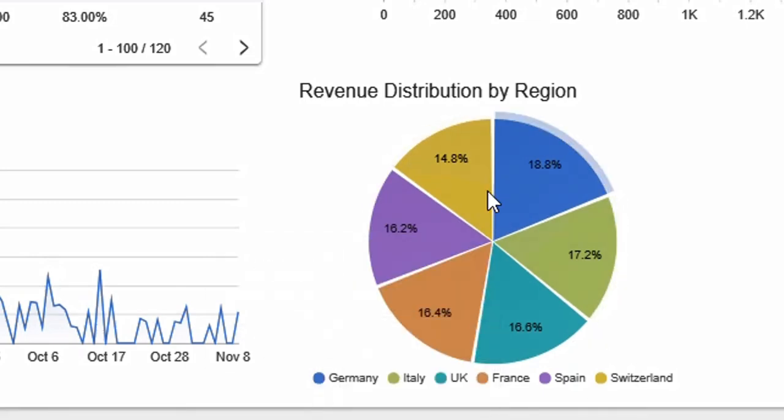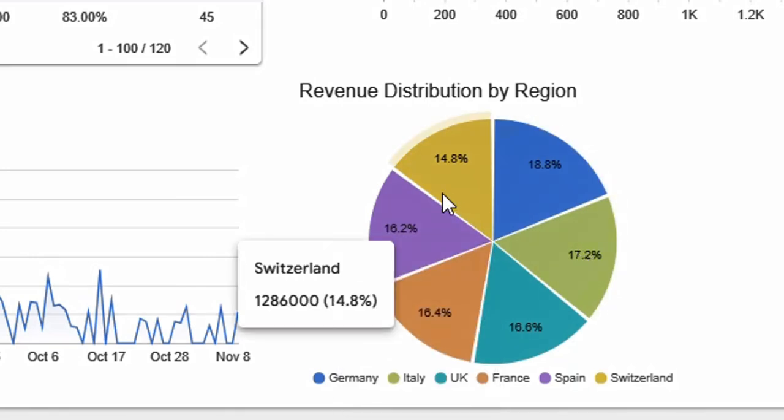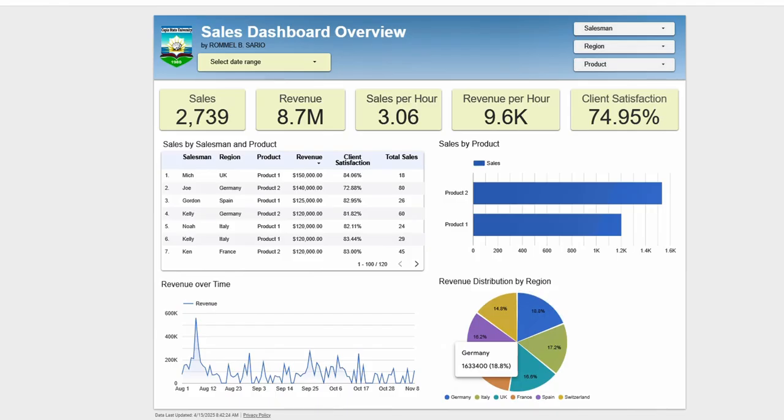So they are almost all the same, not very different. Opportunities exist in Spain and Switzerland with lower shares, no? So we notice that Switzerland is lower, and then Spain, no? Now, what are the key business insights for this?